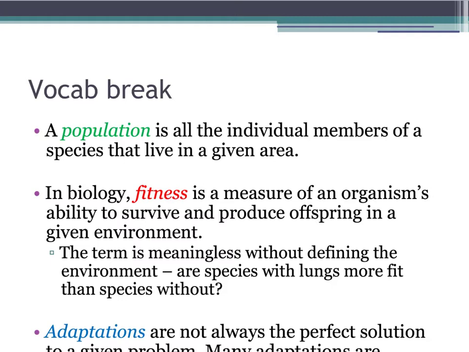Another example, all the people in Los Angeles. Another example, all the students at Opportunities for Learning. Those are examples of population.